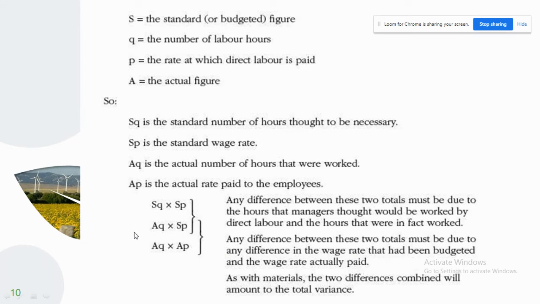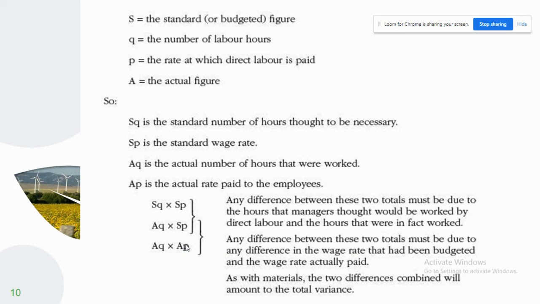Then to get direct labor rate variance, it will be AQ multiplied by SP minus AQ multiplied by AP. So AQ times SP, we get the answer. AQ times AP, we get the answer. So this minus this will give us labor rate subvariance.